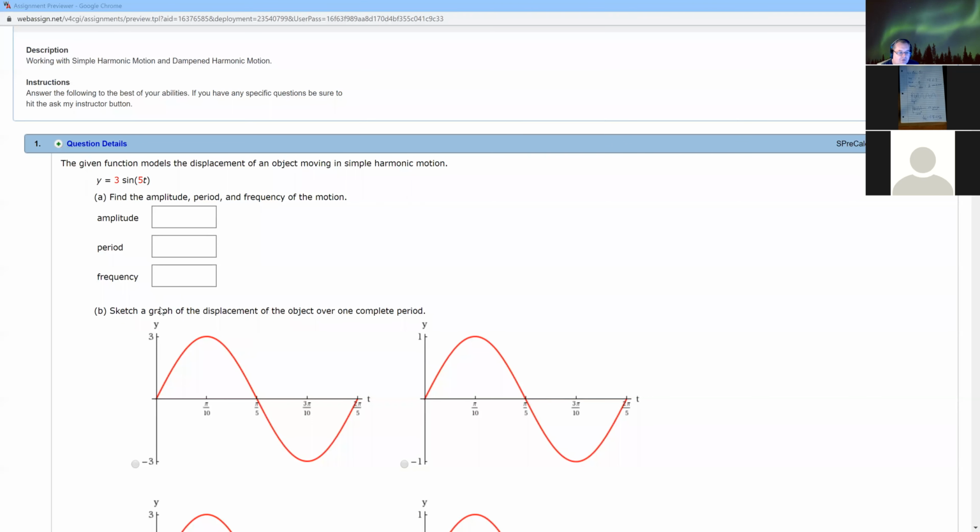Now, the amplitude is 3, do you see how that goes up to 3 and down to -3? So B would be the correct picture, the first one, this one here. Does that make sense? That the sketch of this should be that.